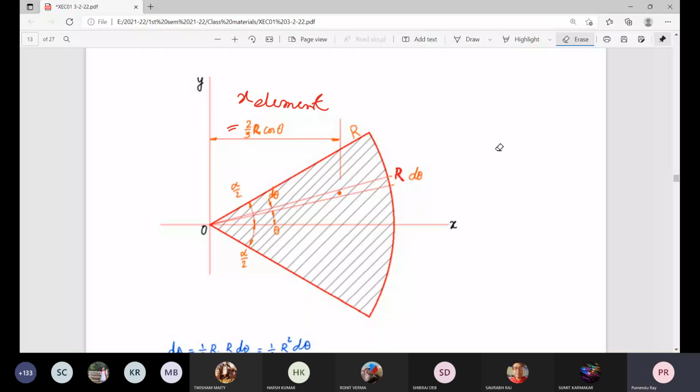Is there any confusion? We are talking about this triangle.